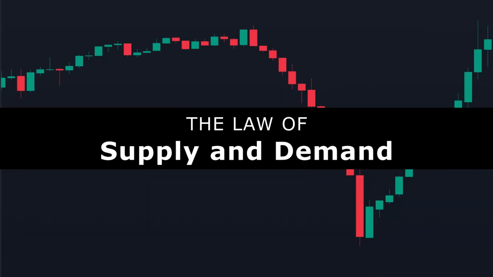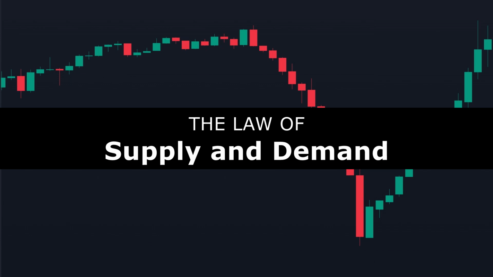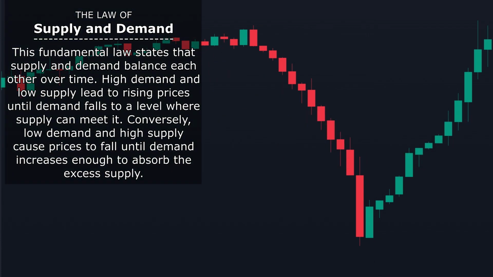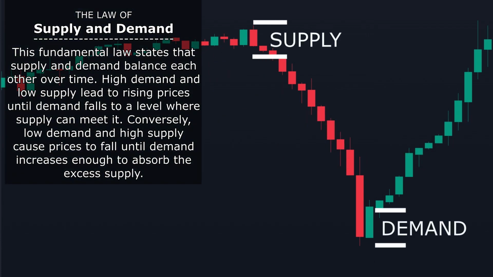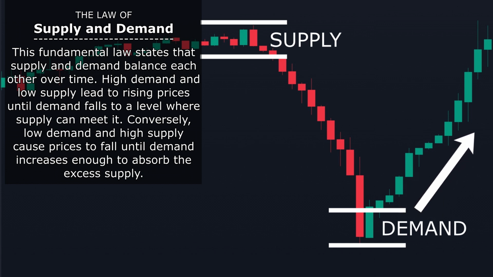The law of supply and demand. This fundamental law states that supply and demand balance each other out over time. High demand and low supply lead to rising prices until demand falls to a level where supply can meet it. Conversely, low demand and high supply cause prices to fall until demand increases enough to absorb the excess supply.